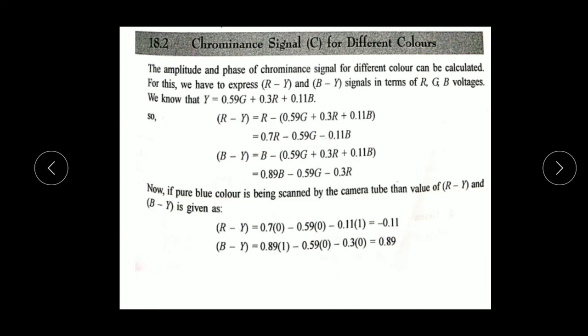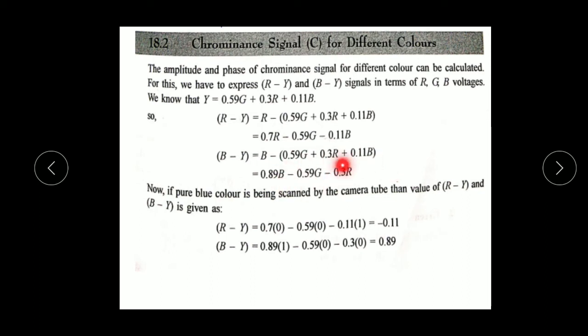We know that Y equals 0.59 G plus 0.3 R plus 0.11 B. So R minus Y equals R minus 0.59 G minus 0.3 R minus 0.11 B, which gives 0.7 R minus 0.59 G minus 0.11 B. Similarly, B minus Y equals 0.89 B minus 0.59 G minus 0.3 R.